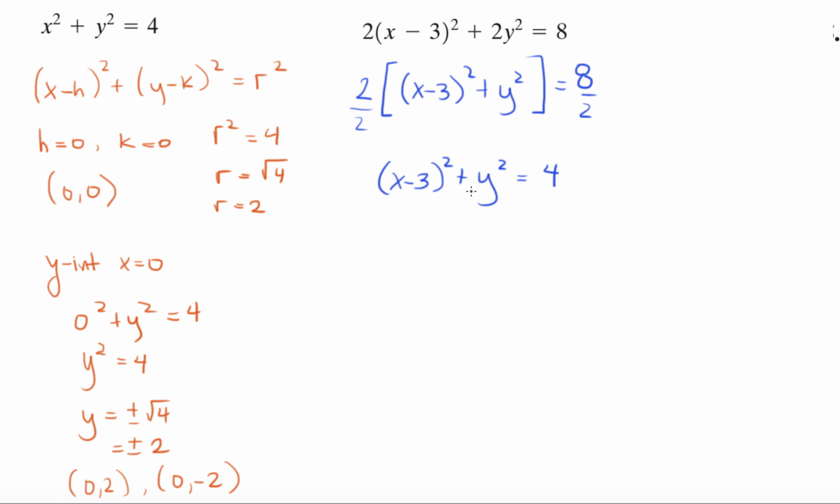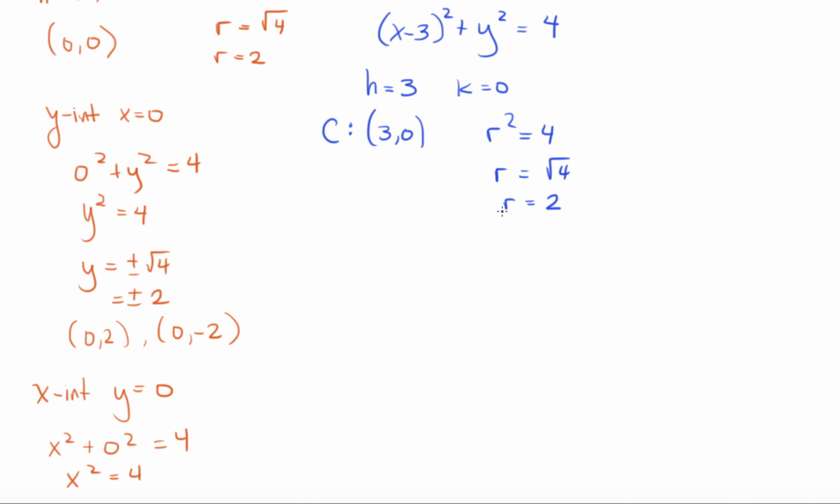Now let's find the center. Notice that in x minus 3, if it's x minus h, that means that h is going to be positive 3. And again, there is no value for k, so k is 0. Therefore, the center is 3, 0. The radius, again, r squared equals 4. That means that r equals the square root of 4. Therefore, r equals 2.